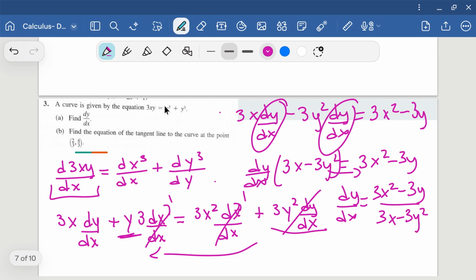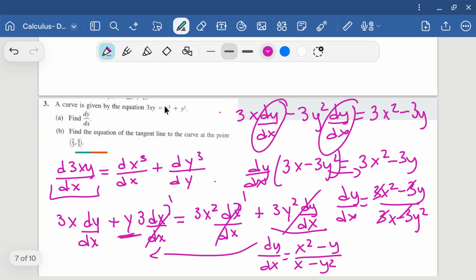Noticing that we do have a factor of 3 that we could cancel out. So if I factored a 3 out of the top and out of the denominator, all my 3's would cancel. So dy over dx, running out of room here, will equal x squared minus y over x minus y squared.